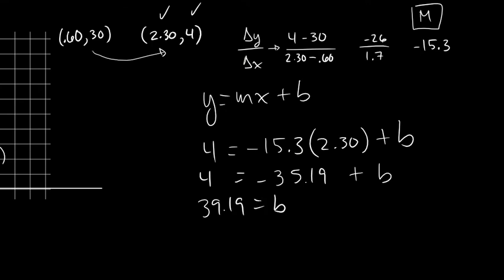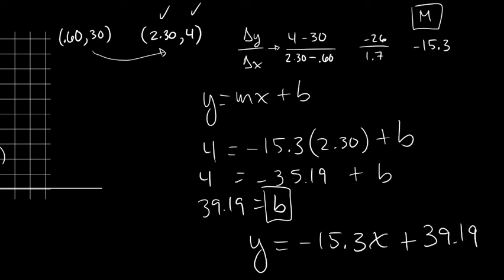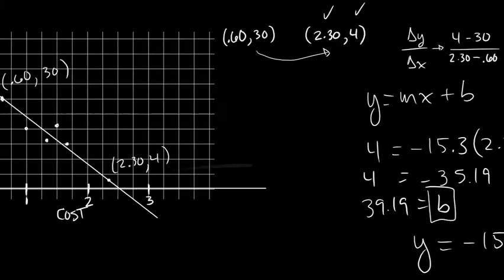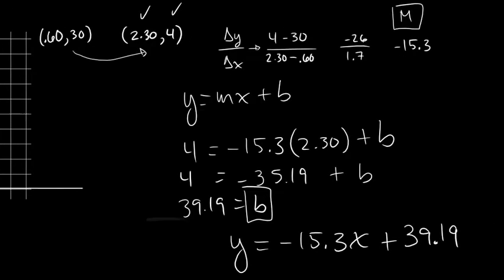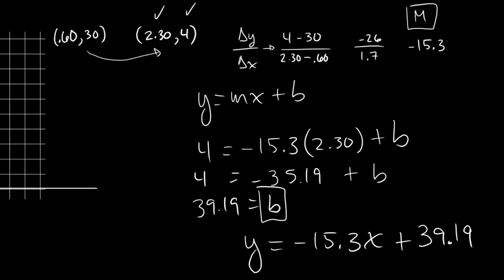39.19 is B. So now we've got both of our parameters, right? We have both our slope parameter and our y-intercept parameter, and it is close to 40, right? It's about 39.19. So the equation that I have is y is equal to negative 15.3x plus 39.19. So it's like saying, hey, if you got a bag of popcorn that costs nothing, you can expect 40 of the kernels to be unpopped. Of course, popcorn's not free.